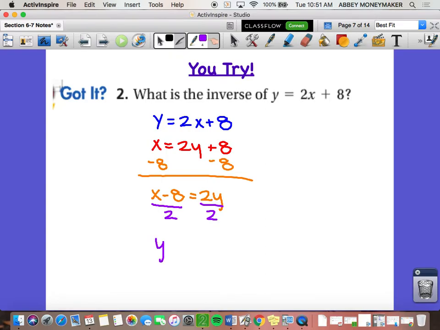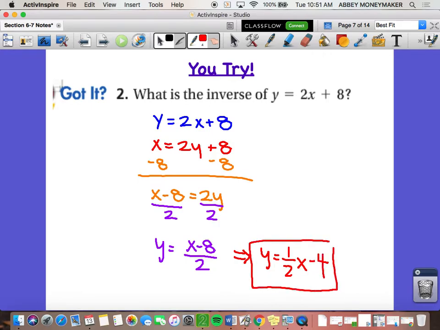And we would typically leave it as x minus 8 over 2. However, we do not see linear functions that way. So what we're going to do is rewrite that as we would see y equals mx plus b. So we would say y equals 1/2 x, and then 8 over 2 would give me minus 4. That is a linear equation that we know how to handle.